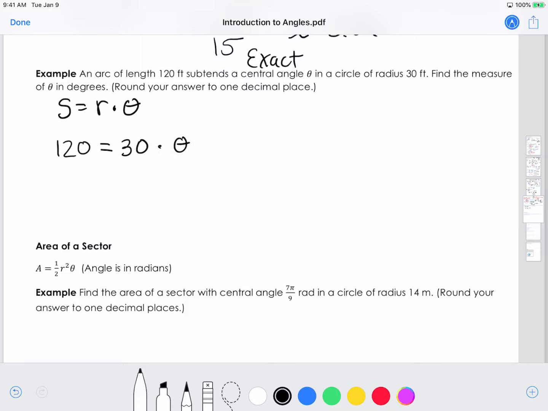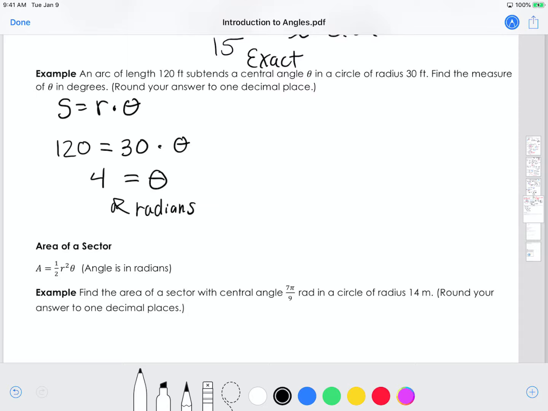Now, if the radius was given in inches and the arc length was given in feet, you would have to make sure that you change it so it's all in feet or all in inches, or this won't work. So you want to make sure that the units that you're using are consistent. So now to find theta, my angle in radians, I'm going to divide both sides by 30. So when I do that, I get 4. And remember, when you're using this formula, this is in radians.